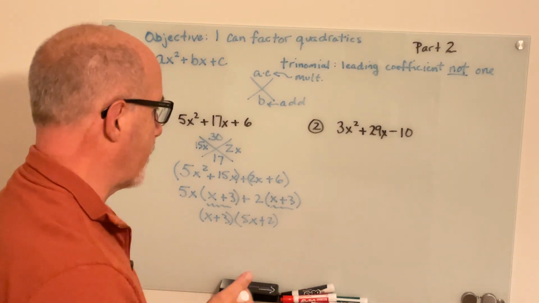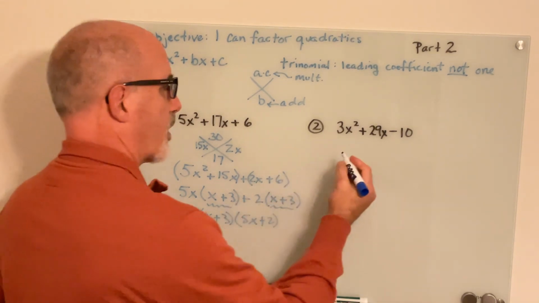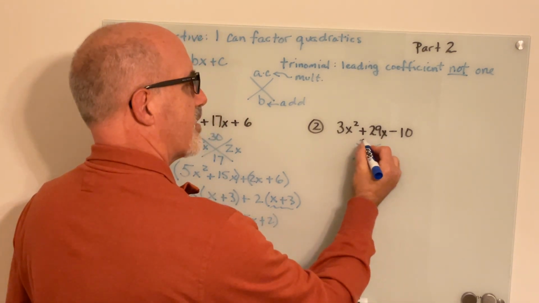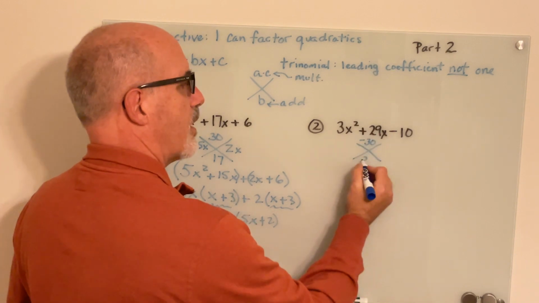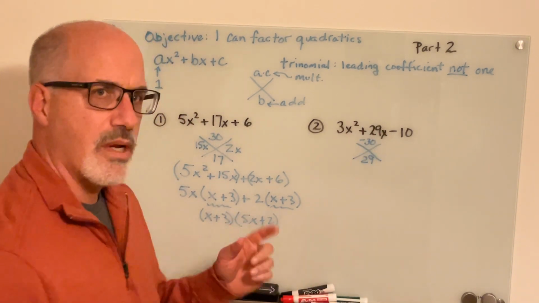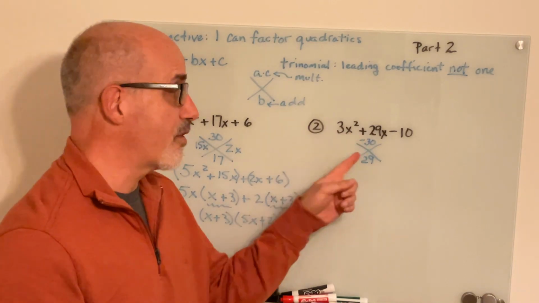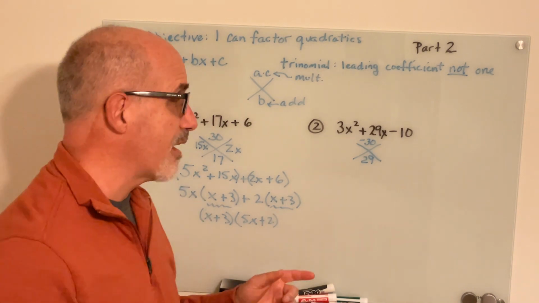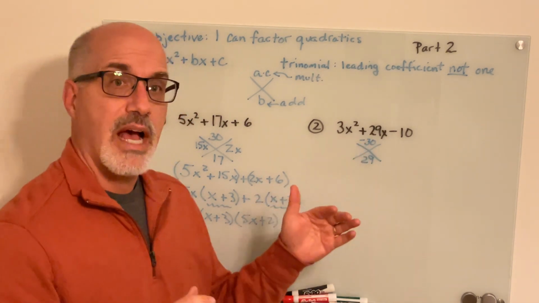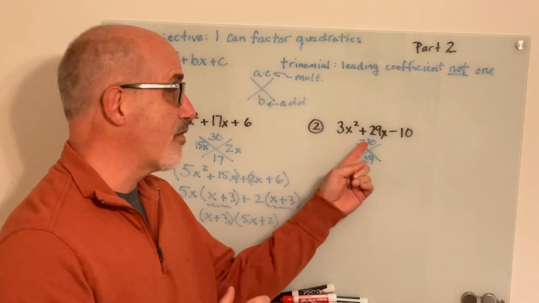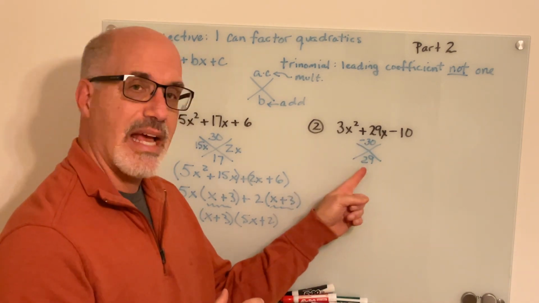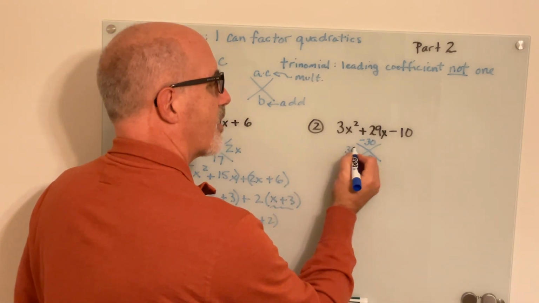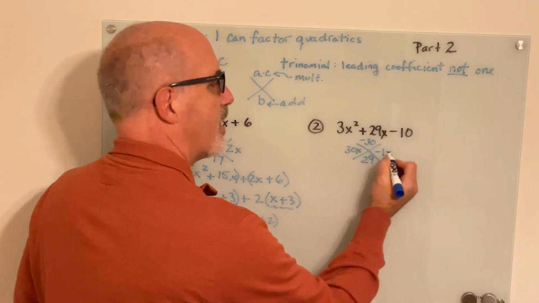Let's try it again on this one. So we first of all draw our x to organize our information. I'm going to take 3 times negative 10, which is negative 30. I'm going to write the 29 down here. And then I want two numbers that multiply together to give me the negative 30 and add together to give me the 29. Since they're multiplying to be a negative, one's going to be negative. So I'm going to use a positive 30 and a negative 1, which multiply to get that, and then they'll add together to give me the 29. So I'm going to try 30x here and negative 1x over here.